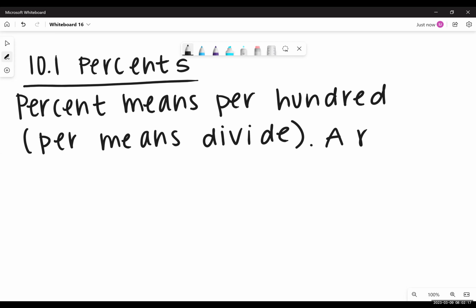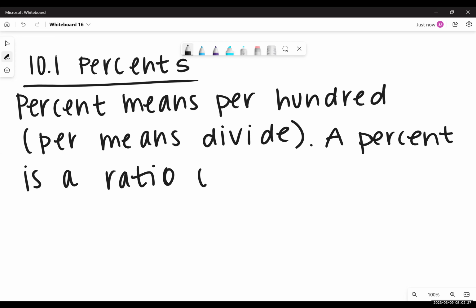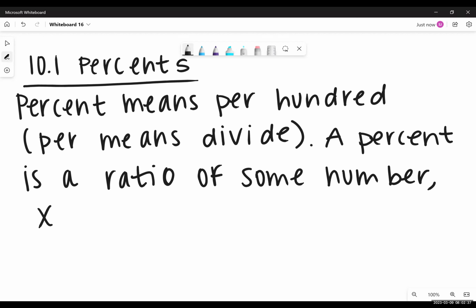What you'll see on the homework is something worded like this. It says 8% is a ratio. Ratio means a fraction of some number. We're actually going to write it as X to 100. So again, you weren't wrong. Percent is per 100, where per means divide. So whatever you're taking a percent of, you're going to divide it by 100, whatever number it is.